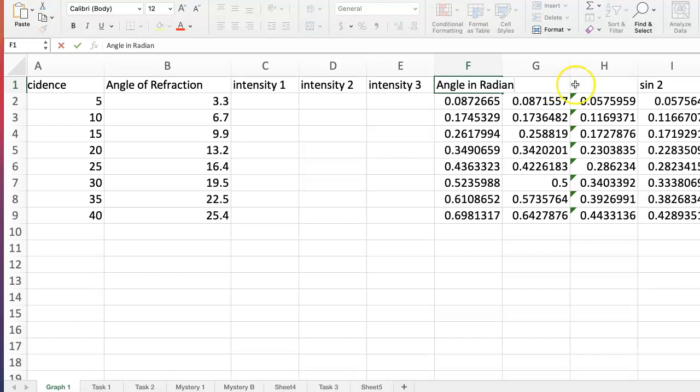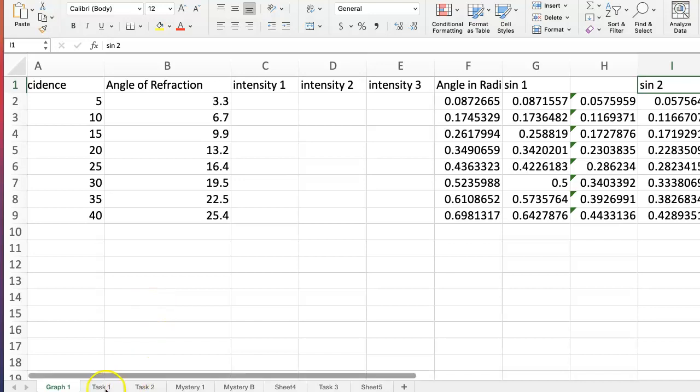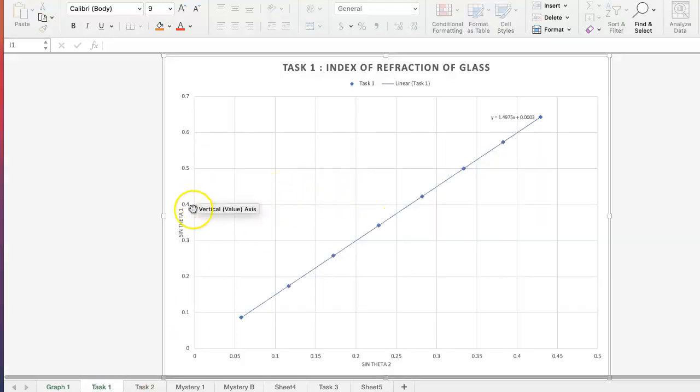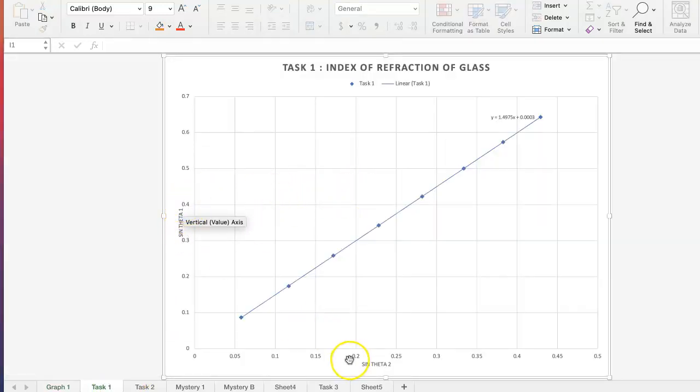And here also, this is the angle in radians. And this is sine theta 1, and that is sine theta 2. After that, you will graph it. Sine theta 1 is going to be here. Sine theta 2 is going to be here.